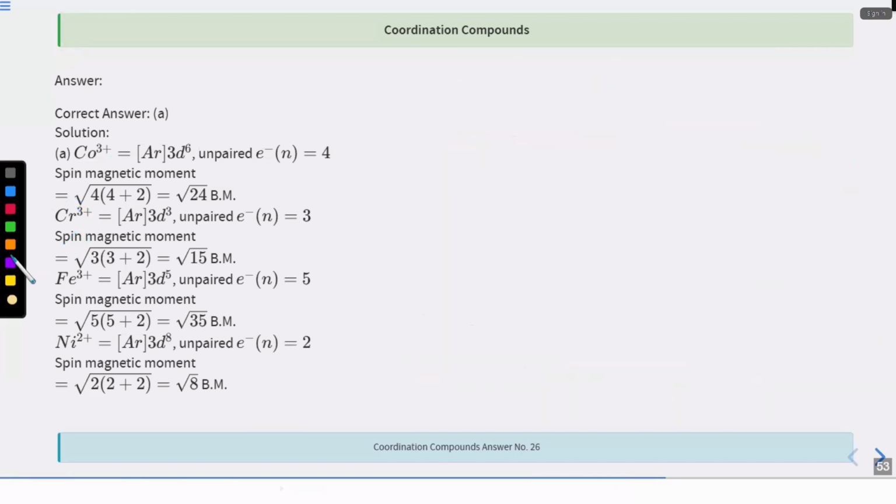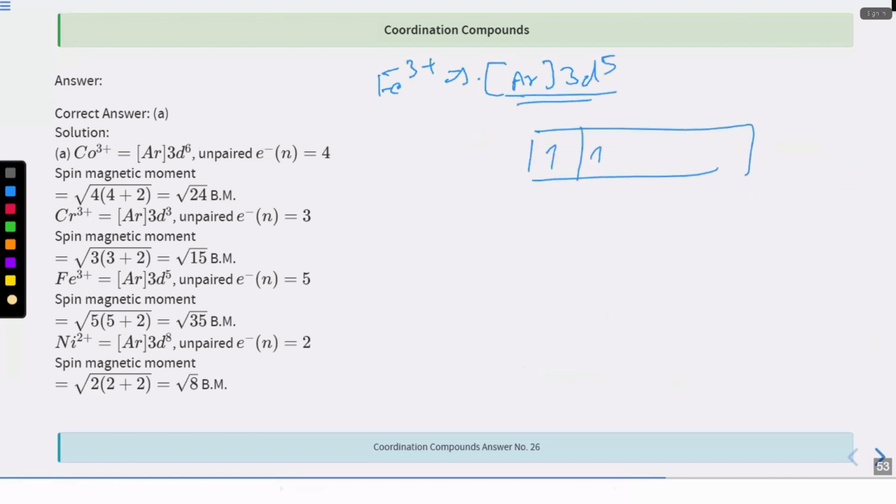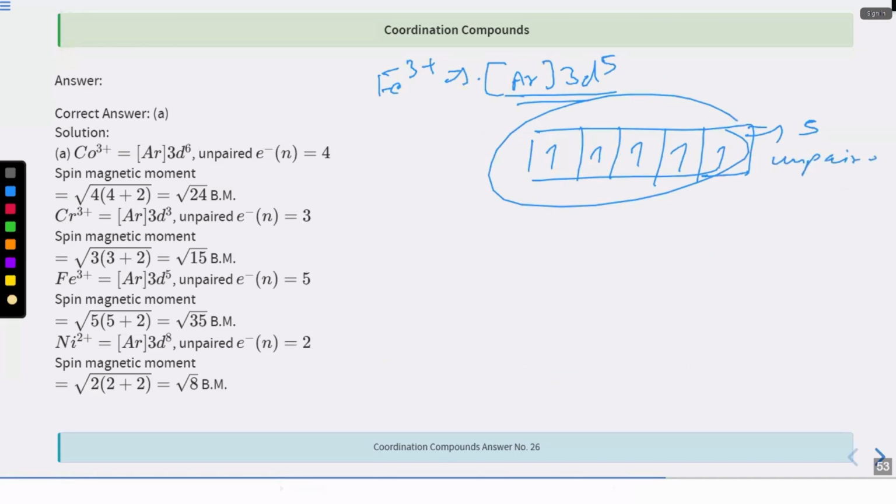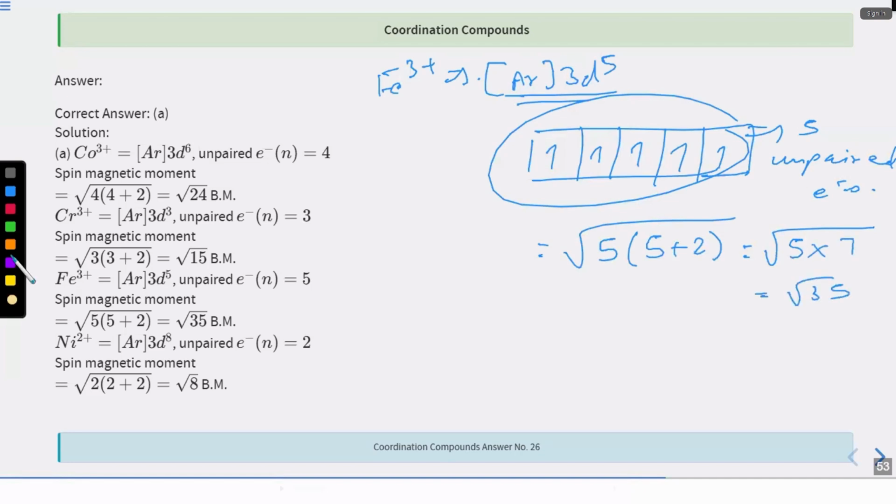So let me make some space. For Fe3+, it is argon 3d5. If you know the electronic configuration, then it is quite simple. You just need to draw the orbitals. See how fast I have drawn, because I know that there are 5 electrons, so it would take each and every orbital once, and then pairing starts. So from here I can see there are 5 unpaired electrons. So it would be root of 5 into 5 plus 2. It will give me root 5 into 7, that is root 35, as shown here. Okay. Coming on to the last, Ni2+.